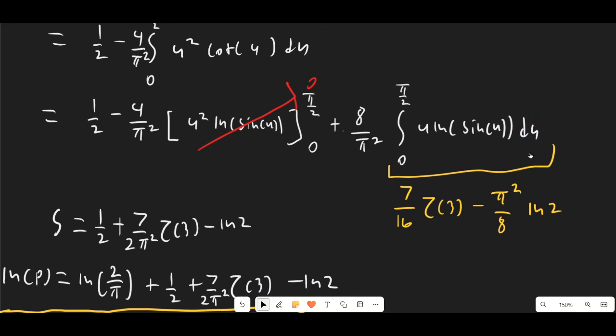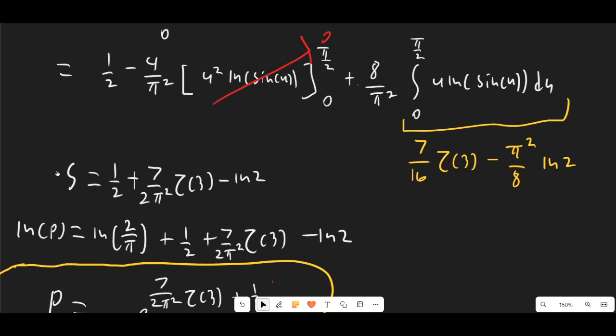It's one that I made a previous video on, so I'm just going to substitute in the value that we derived in that video. But I'll go ahead and put a card in the corner for you guys if you want to check out the proof for this nice integral. If you don't want to check out the proof and you want to try it yourself, just go ahead and use complex numbers in general. So it's 7 over 16 zeta of 3 minus pi squared over 8 times ln 2.